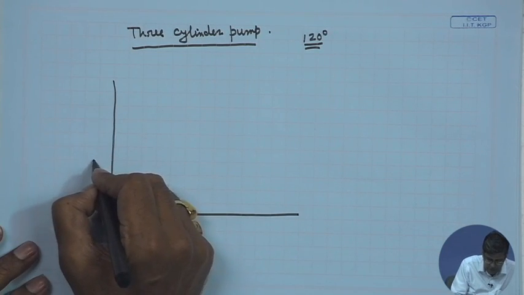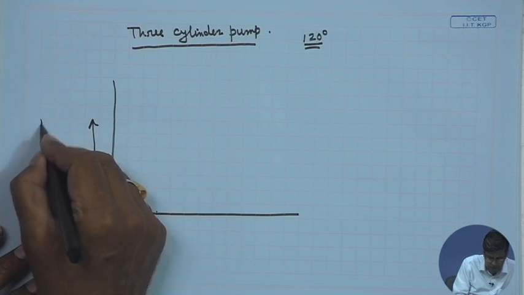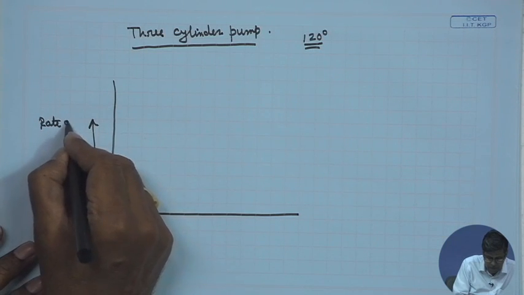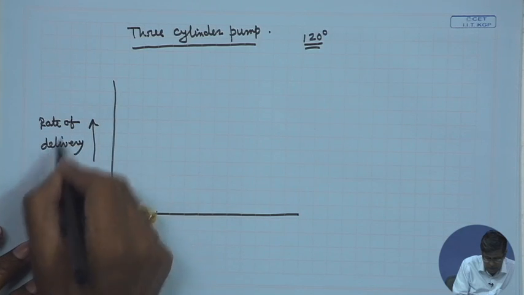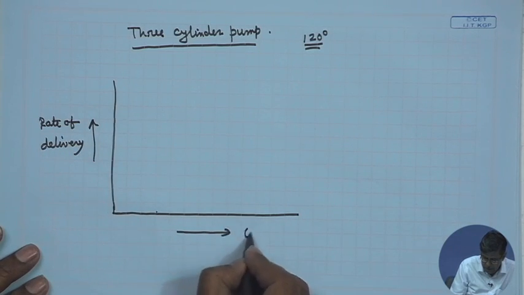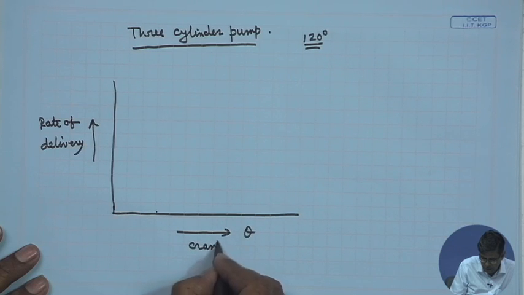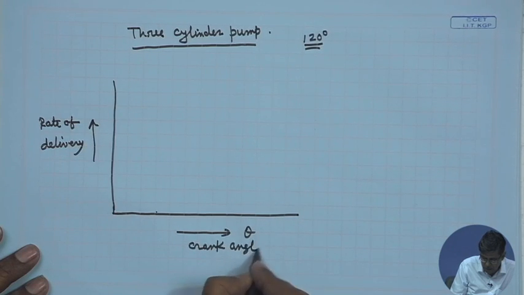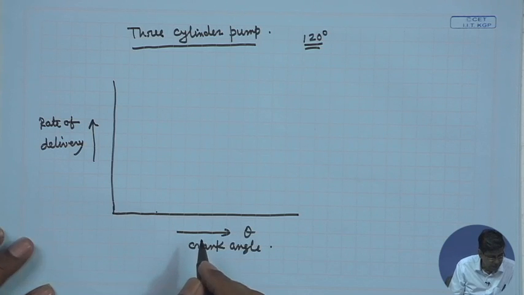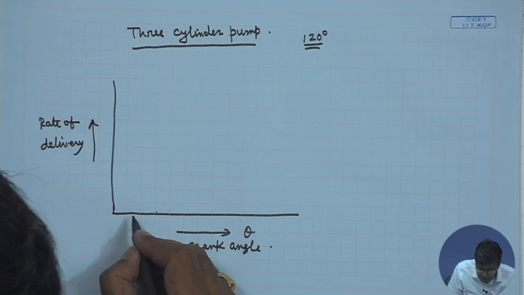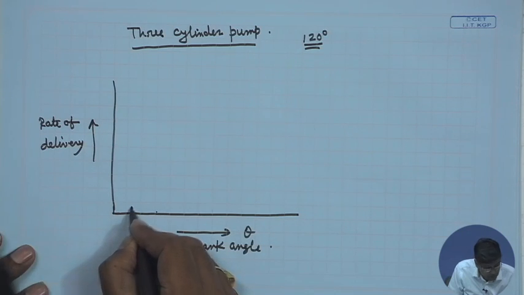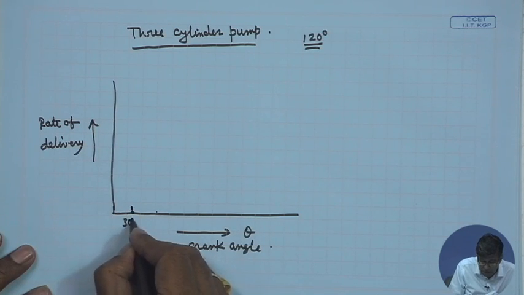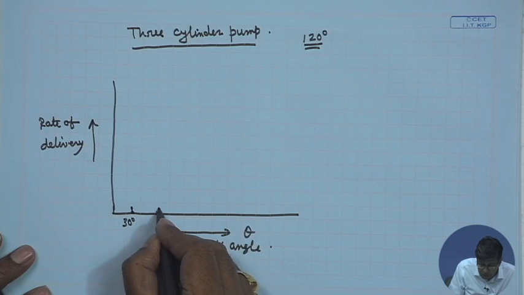Now, this is the rate of delivery, this is the rate of delivery, and this is the crank angle theta. Now, let us do this way. Let us make this 30 degree. Let me do it, then I will tell you. This is 90 degree.